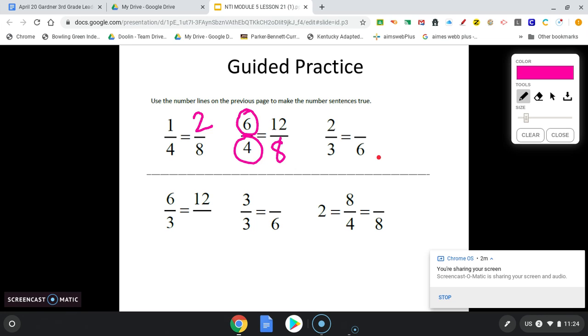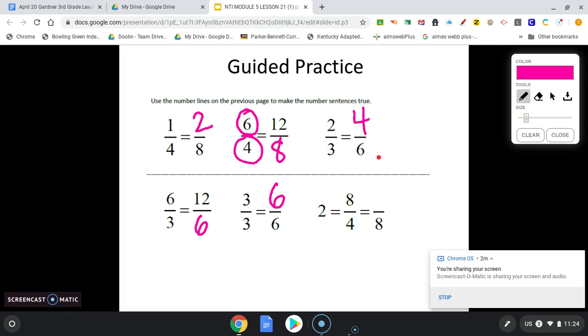2/3 is equivalent to, look at your number lines, find your thirds and sixths. 2/3 and 4/6. Very good. 6/3 is equivalent to 12/6. Very good, boys and girls. 3/3 is equivalent to, yes, 6/6. That's an easy one. That's 1 whole.